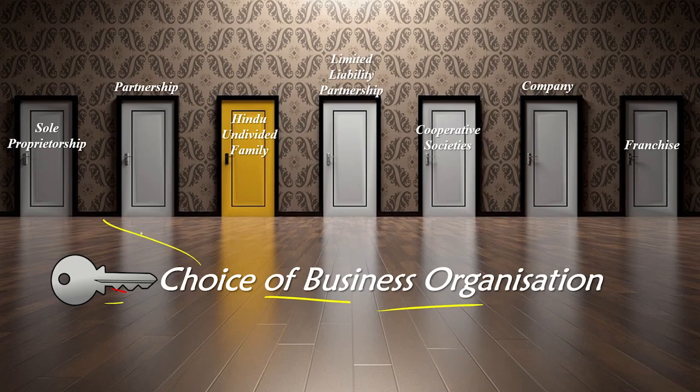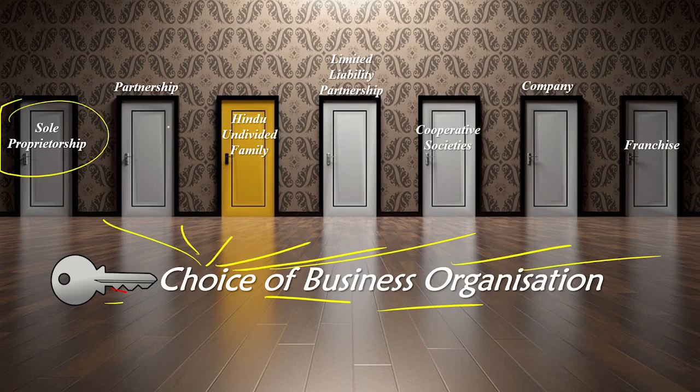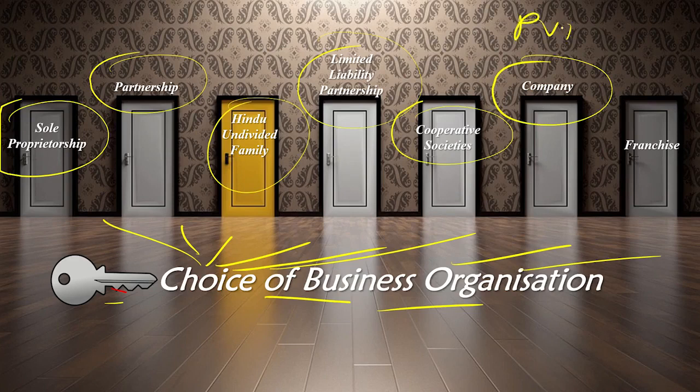See, each route is different. Each door will take you to a different place. But depending on what your business is, you should choose. Should I start a sole proprietorship? Should I start a partnership? Should I start a Hindu undivided family? Should I start an LLP, cooperative society, or company? Company may be private limited, public limited, one person company, or should I take a franchisee?